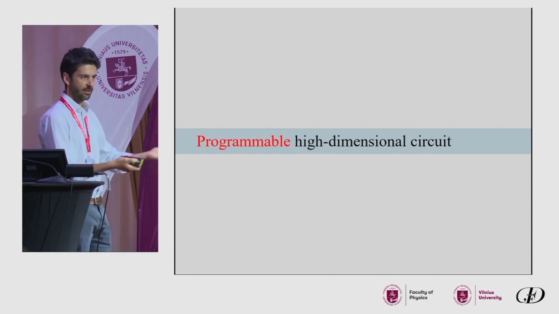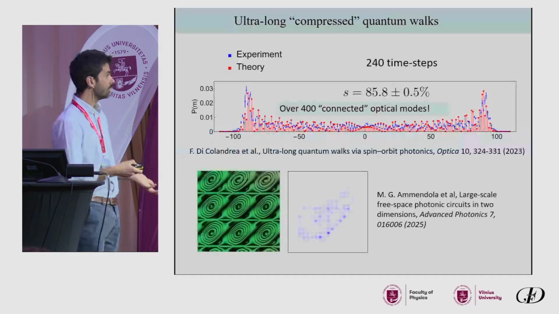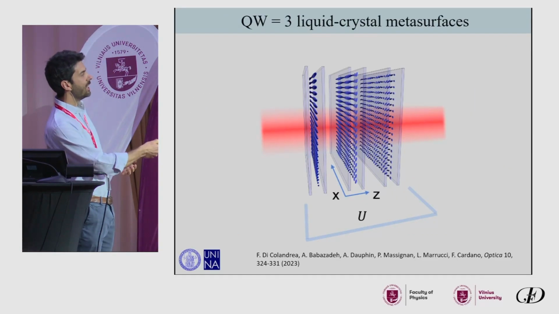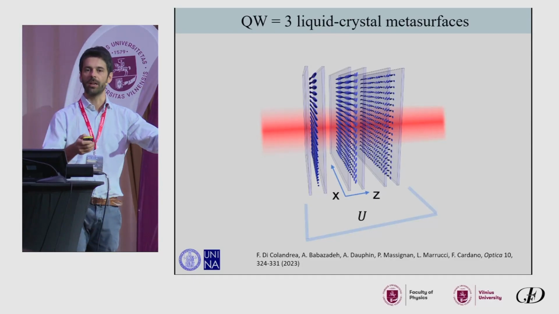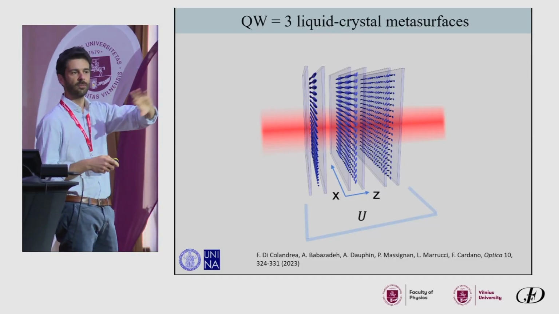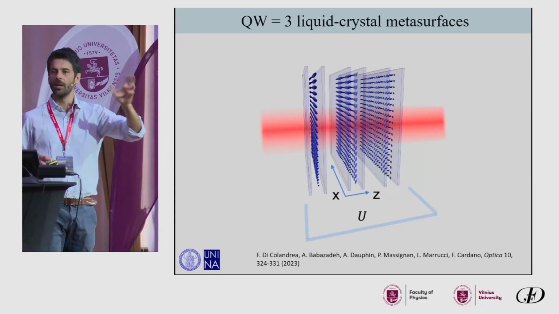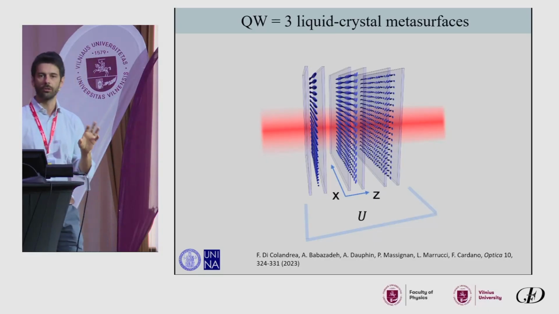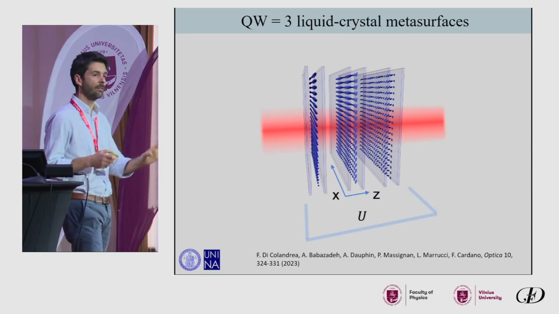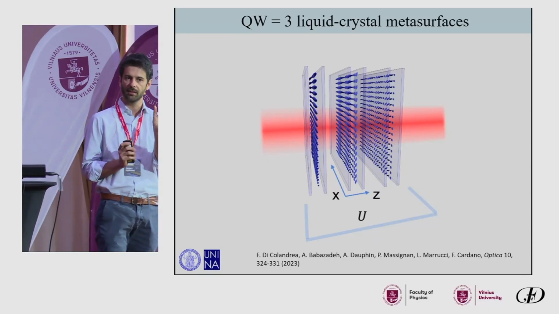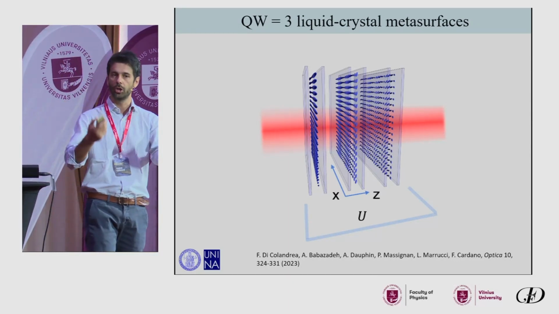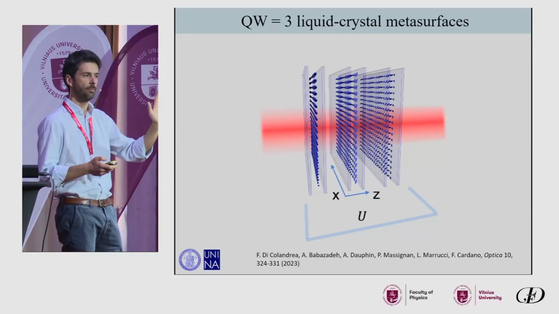This has already been published, but how to program this? Let me go back here. These plates are static. Once you fabricate them, the pattern is fixed. If you want to change the unitary, you have some tunability. In the last paper, we showed which unitaries you can implement by changing the voltage you apply to these cells, and this gives you some tunability, but the pattern is static. If you want to change the unitary completely, you have to change the plates.